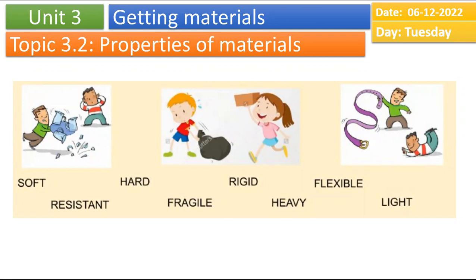Today we're gonna look for properties of materials, right? So here is the topic 3.2. What is the topic about? Properties of materials. Okay, we done at 3.1. You learned about natural materials and man-made materials, the things humans made. Today we're gonna look for the materials, the things, and their properties. So what are the properties of materials?